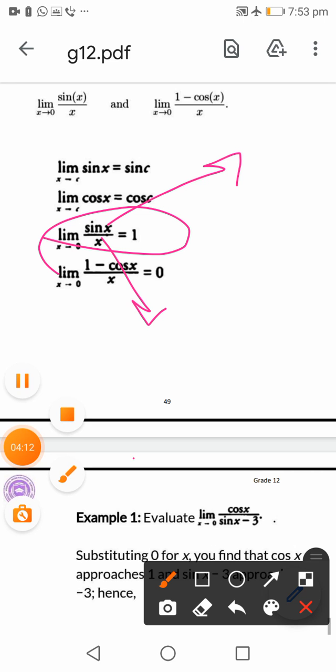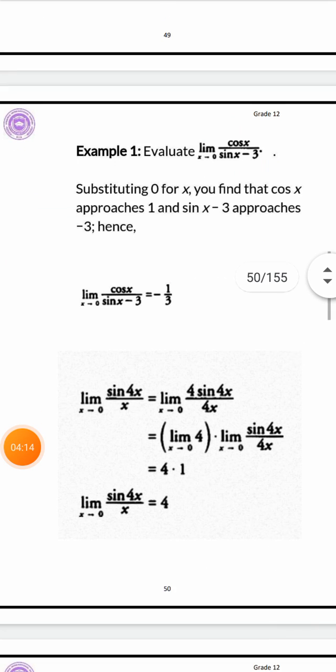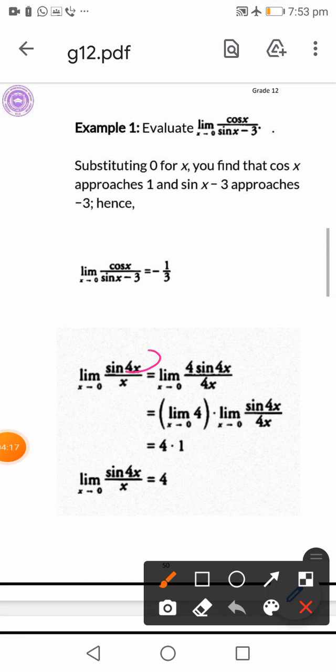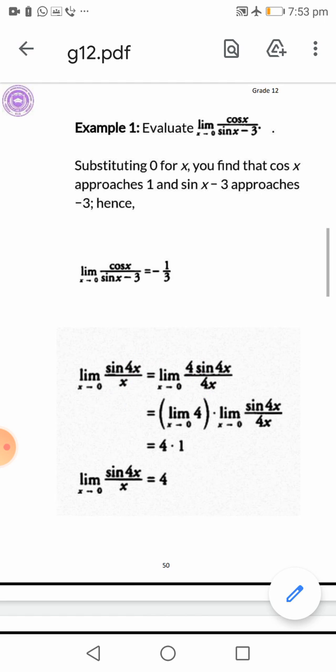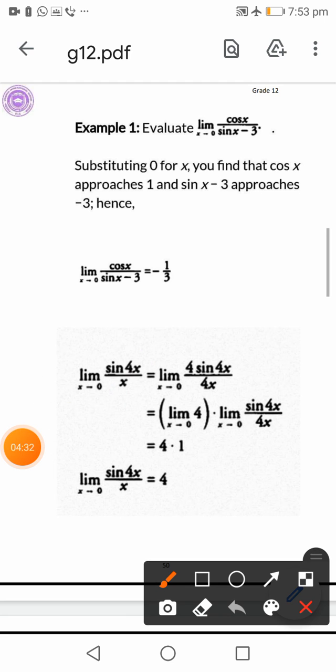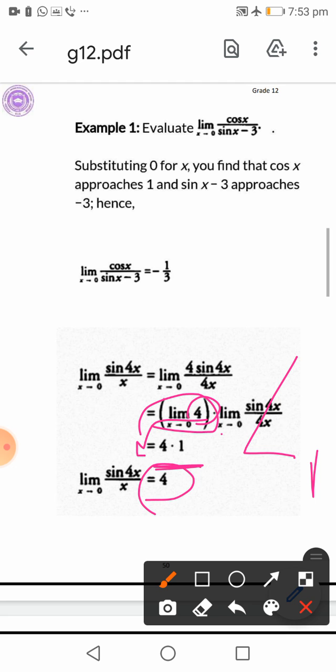Okay, what about here? Here 4x, so you want to get 4 here. To get 4, you should multiply up and down by 4. Is that hard? Okay, so the answer here: you will split the limit. The limit as x approaches 0 of 4, multiplied by the limit of sine 4x over 4x. This equals 1. What about the limit as x approaches 0 of 4? The answer will be 4 too. So 4 times 1 equals 4, and that's all.